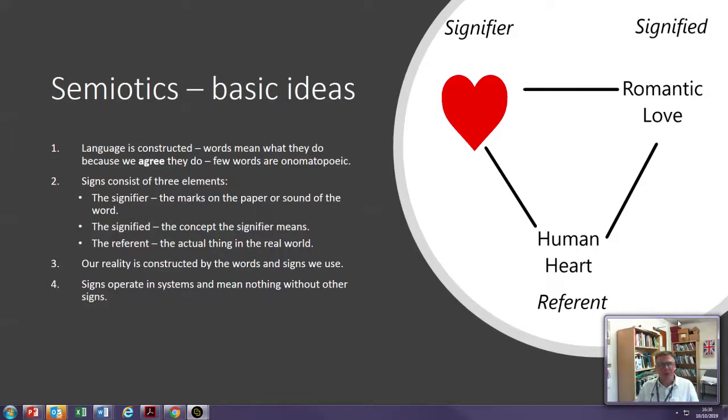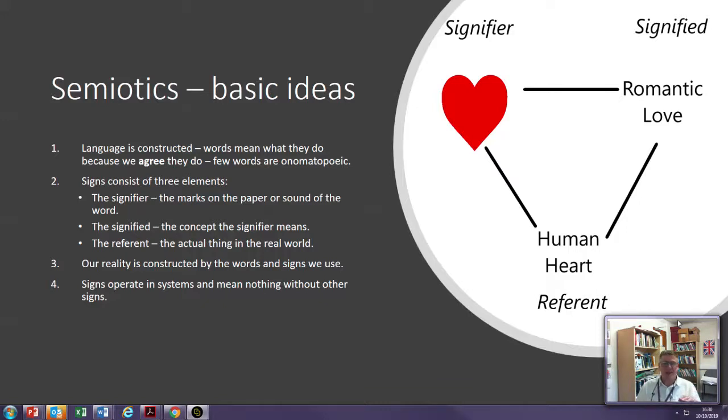Okay, so let's go through some basic ideas. Firstly, one of the key ideas of semiotics is that language is constructed. There are very few words in any language that are onomatopoeic, that sound like what they're trying to intimate. An onomatopoeic word would be like bang or woof or meow. There are very few words in English and in all languages that exactly sound like what they do. Words mean what they mean simply because we agree that they do. We agree that a word means something between us, and therefore it allows us to have communication. So you need both a sender and receiver to agree that the word means the same thing.